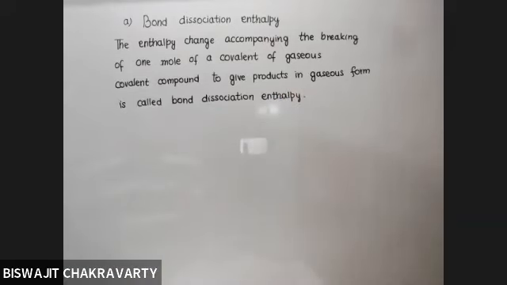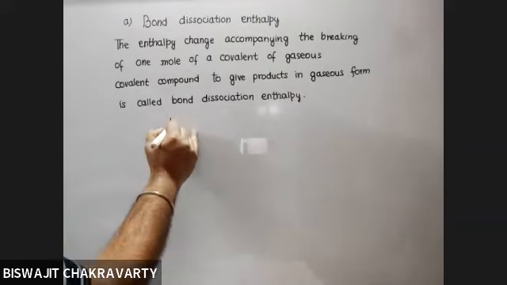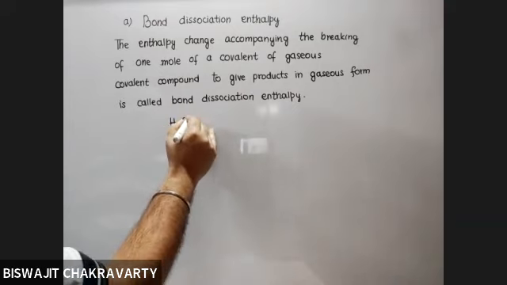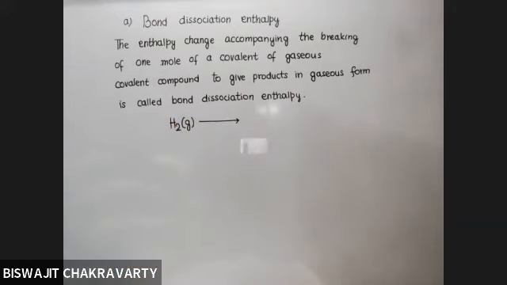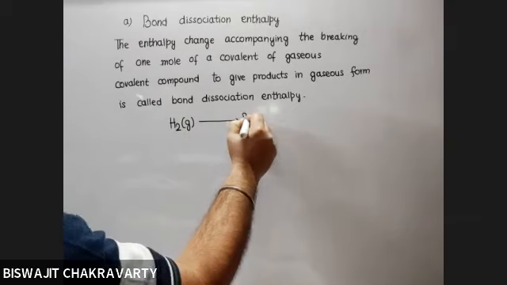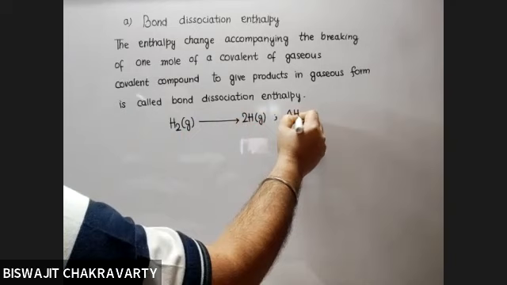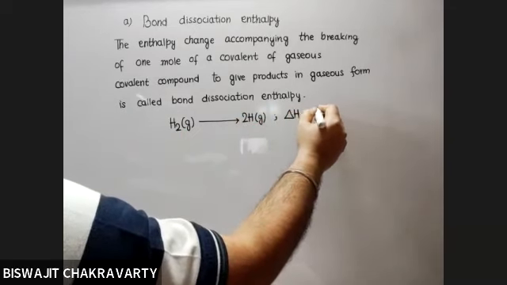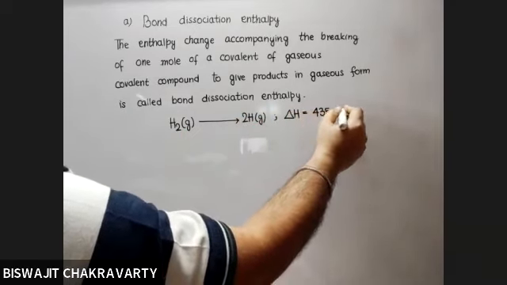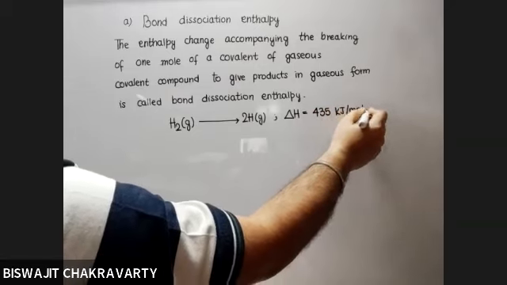So you will understand it better when we try to write down the equations. Suppose there is H2 gas. When I supply energy to it in the form of bond dissociation enthalpy, it needs to be converted to its gaseous atomic form. So delta H, say, is calculated to be 435 kilojoules per mole. They all are endothermic because energy is required to break the bond.